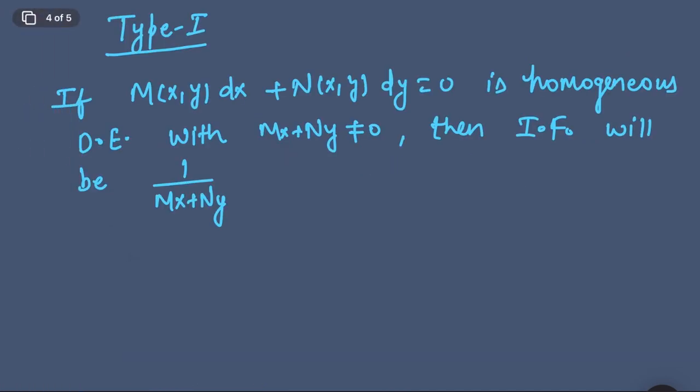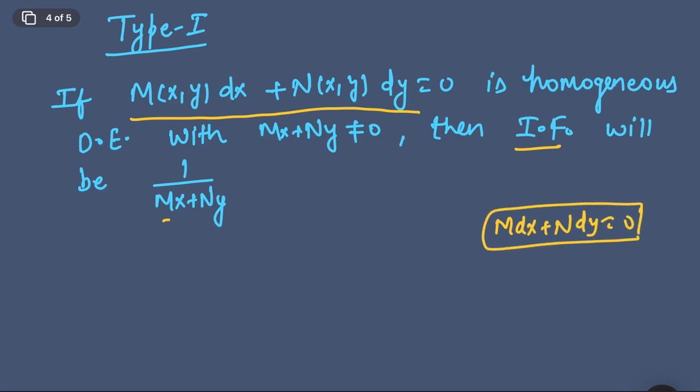Type first is that if M(x,y) dx plus N(x,y) dy equal to 0 is a homogeneous differential equation. In the previous lecture we already saw what a homogeneous function and a homogeneous differential equation are. With Mx plus Ny not equal to 0, our integrating factor will be 1 upon (Mx plus Ny). If we have a given differential equation M dx plus N dy equal to 0, and it is a homogeneous differential equation, then this condition should be satisfied, Mx plus Ny not equal to 0, and our integrating factor will be 1 upon (Mx plus Ny).